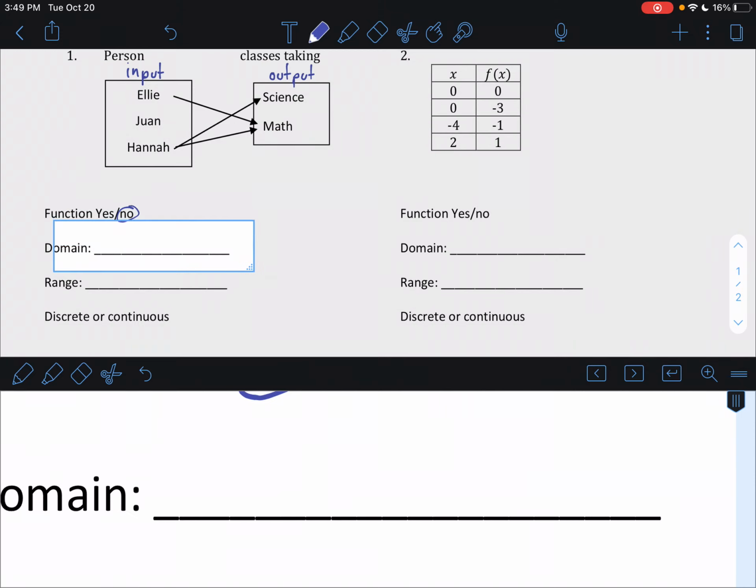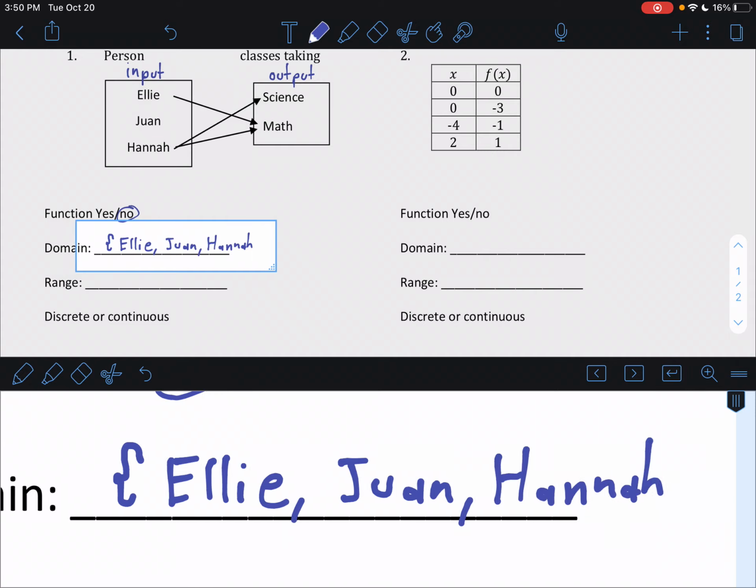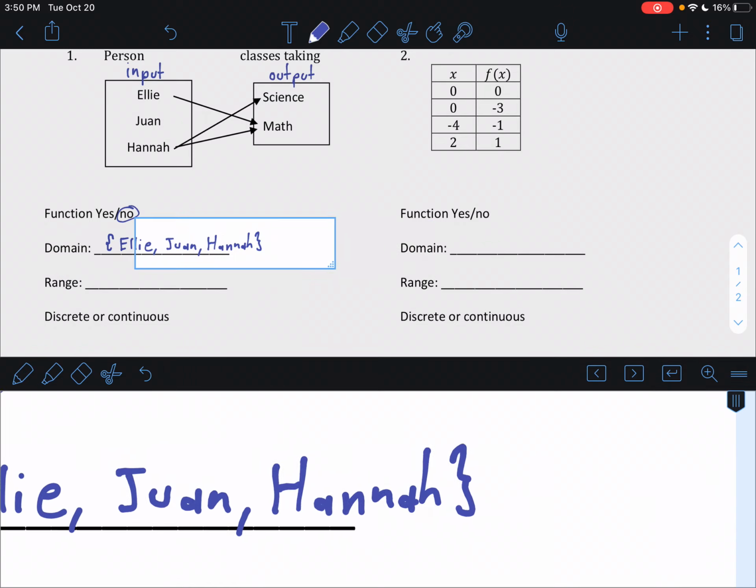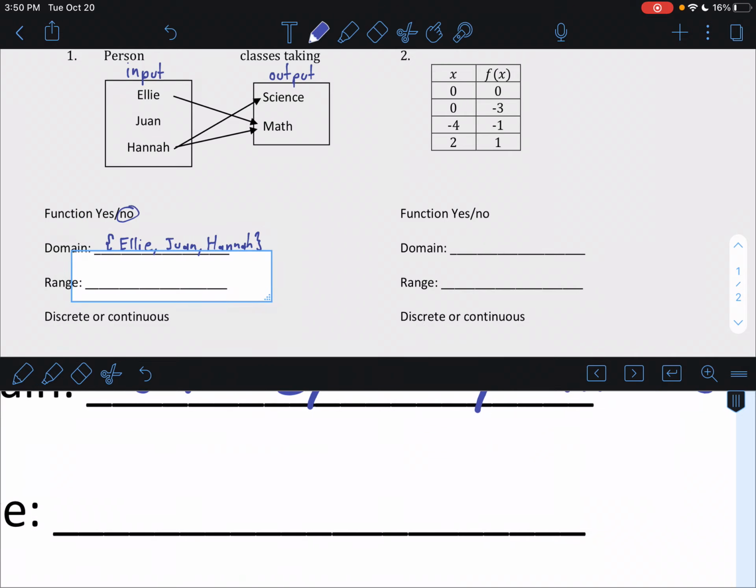So our domain here is just a list of all the inputs, and I'm going to use the curly brackets. Okay, there. I'm using the curly brackets, and I'm going to say, well, Ellie, Juan, Hannah. That's my domain. And since it's 3 different things, I would use the curly brackets. And the range is the outputs, which is science and math.